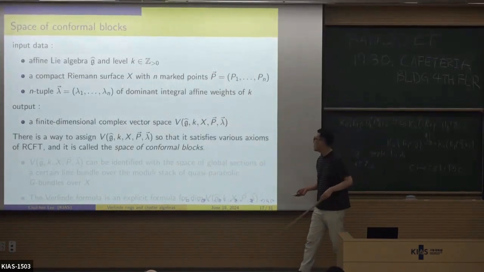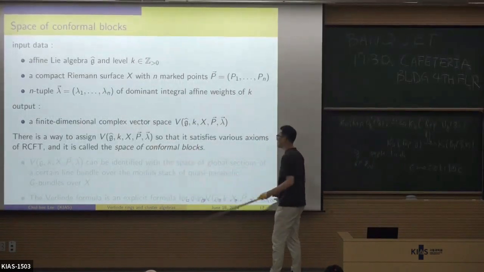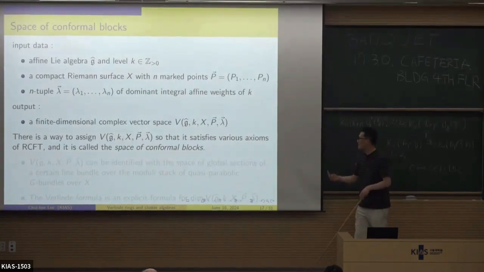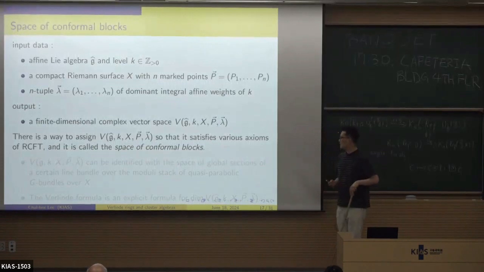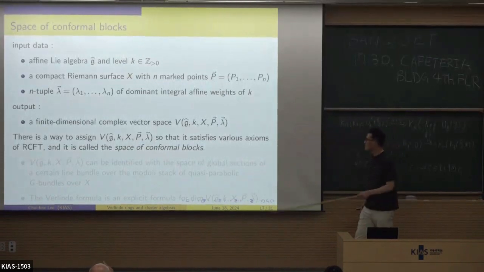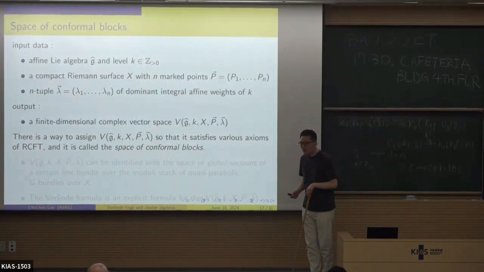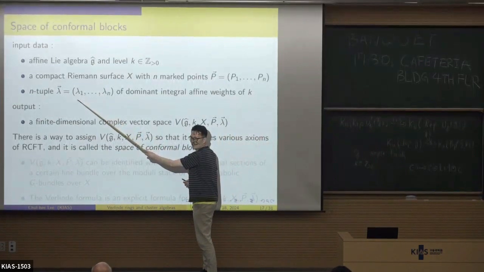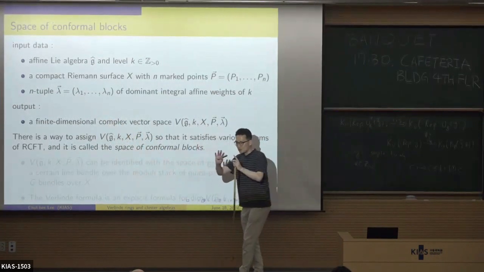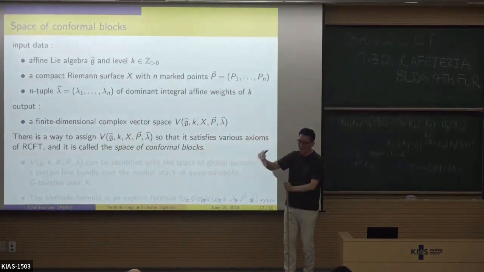Okay, there's a way to define such a C-vector space so that it satisfies various axioms required to define a so-called rational conformal field theory. Each lambda is now an l plus 1 tuple. Each is a weight. So you choose points, and at each point you now attach a representation.